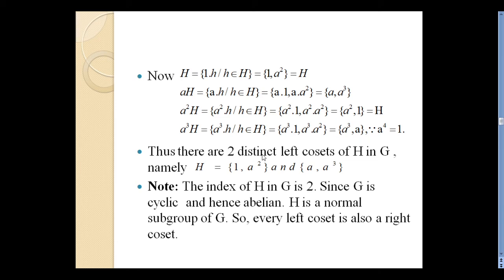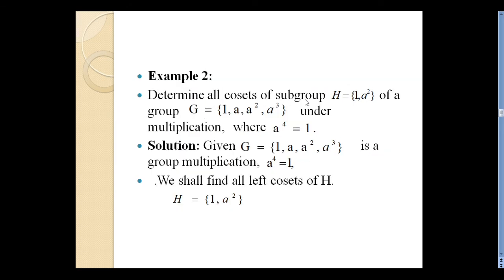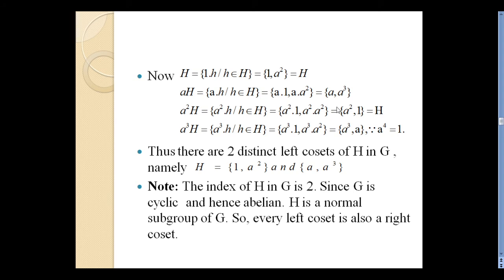Now, thus there are two distinct left cosets of H in G. What are they? You have got 1 comma A square, which is H, and A comma A cube. So only two distinct elements, and these two are repeated here. So to determine all the cosets of the subgroup by taking two elements, when you multiply with the four values in G, we got only two distinct left cosets of H in G.